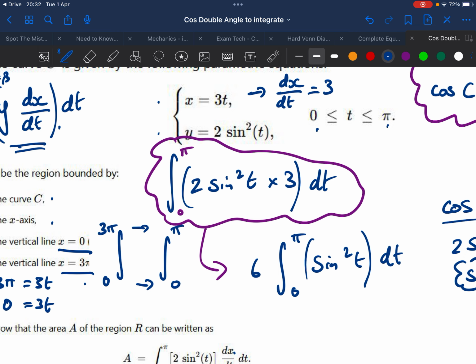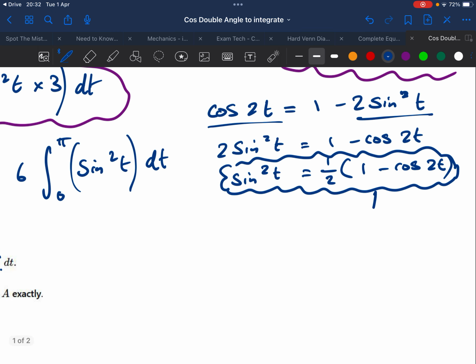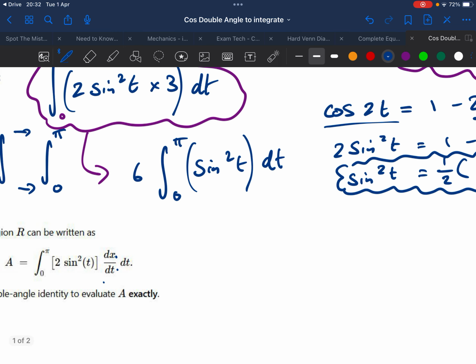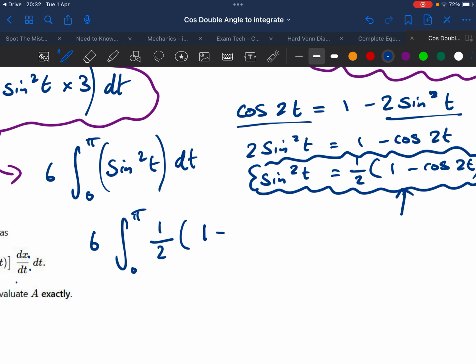Okay. And how do we integrate sine squared t? Well, really, that's where this result comes in. So we're going to write 6 integral from pi to 0, and then we're going to write a half, 1 minus cos 2t dt. So I still haven't integrated yet.